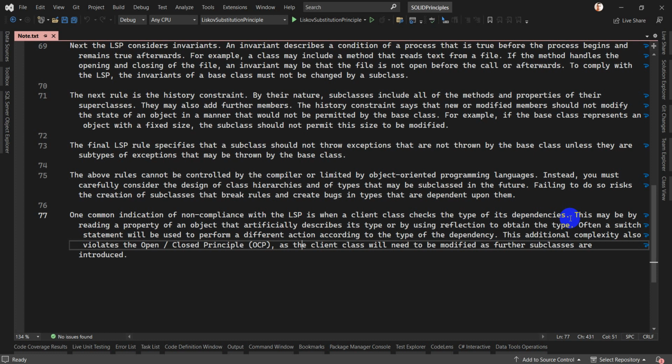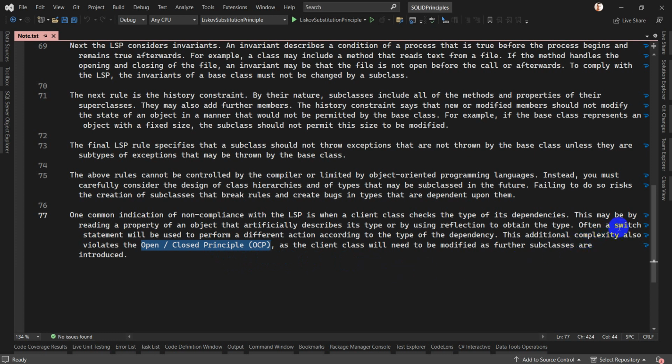So if you have a method that checks the type of an input parameter to do a set of different operations, this may be an indication of the violation of LSP. And this additional complexity not only violates LSP but also violates OCP, or open-closed principle, because whenever you add a new type, like for example an oval or a triangle, you need to go to that method and add another branch for your switch statement or your if conditional to incorporate that new type as well.